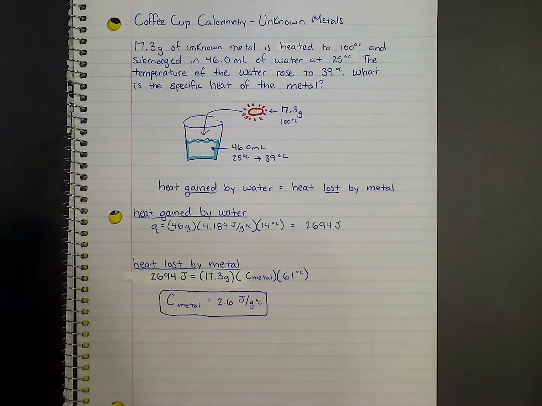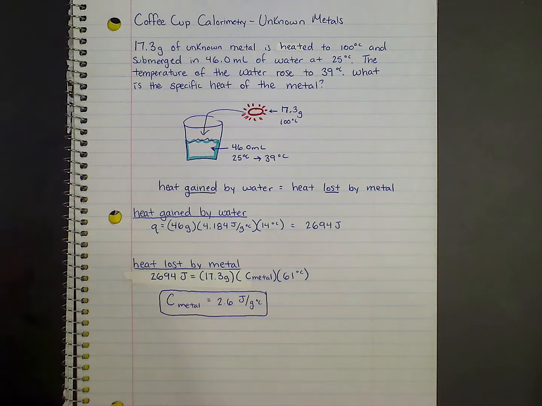Okay, so I figured it might be a good idea to throw in another example of coffee cup calorimetry for you all. And in this case, we are identifying an unknown metal, or at least the specific heat of an unknown metal, based on the change in temperature of water that it has been added to.